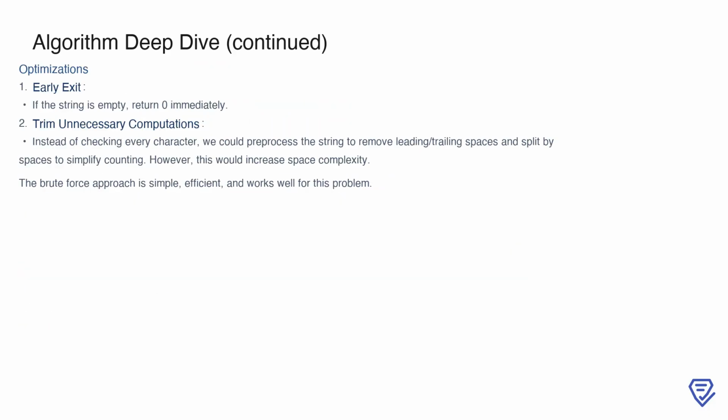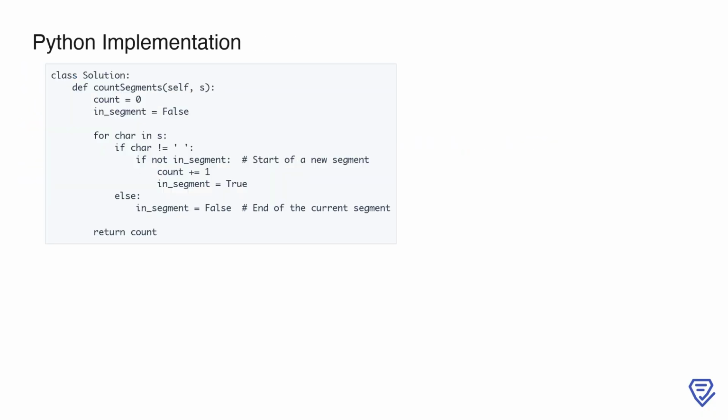While the brute force approach is efficient and works well for this problem, we can consider some minor optimizations. For instance, if the string is empty, we can immediately return 0 without further processing. Additionally, we could pre-process the string to trim leading and trailing spaces and split it by spaces to count segments directly. However, this would increase space complexity due to the creation of intermediate data structures. Overall, the brute force method strikes a good balance between simplicity and efficiency, making it a solid choice for solving this problem.